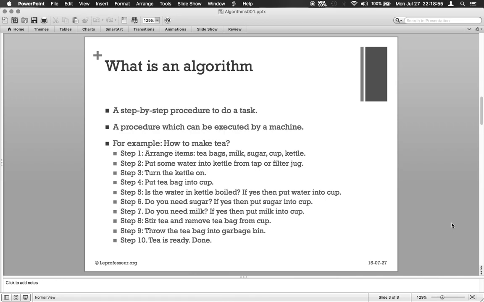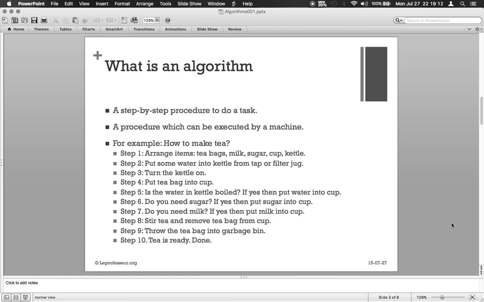Stir it and remove the tea bag from the cup. Now next step would be throw that tea bag in the garbage bin. Step 10, you're done. Tea is ready. See, isn't it very simple?